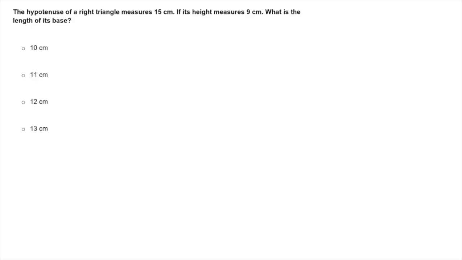The hypotenuse of a right triangle measures 15 centimeters. If its height measures 9 centimeters, what is the length of its base? All right, we have the height and the hypotenuse, and it's the base that we're looking for. So let's start by drawing out our triangle. That can help us to visualize the problem. There's our right triangle. Do our little box on there to denote that it's a right triangle.